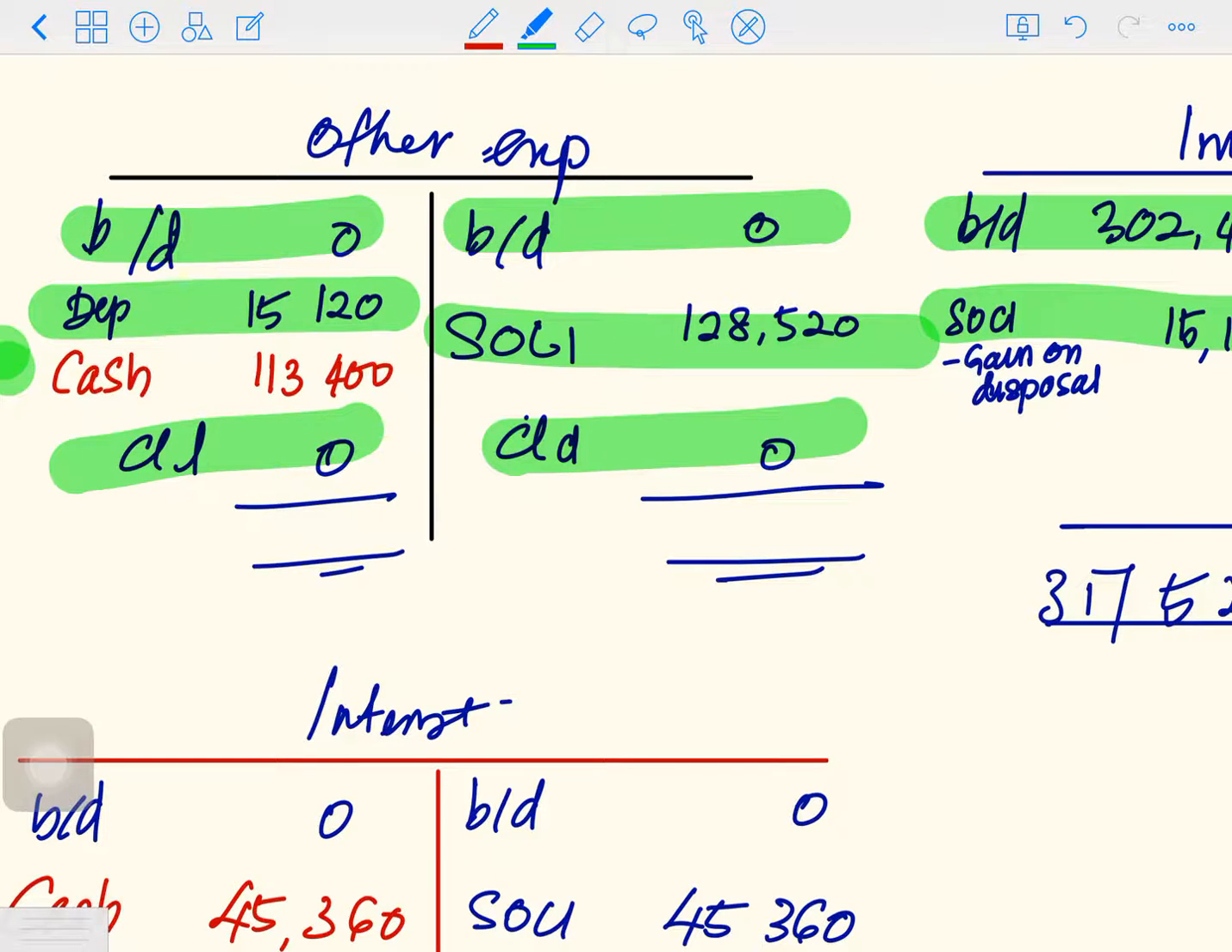113,400. So other expenses kita akan masuk dalam operating activities, because operating activities ni refer kepada SOCI. Cash flow from operating activities ni kita start dengan cash received from customers, which is dalam SOCI kan. Cash received from customer tu kita buka apa? Debtors kan. Debtors tu ada sales, ada purchases. Jadi creditors ada purchases. Jadi kita ada, this is cash flow from operating activities.